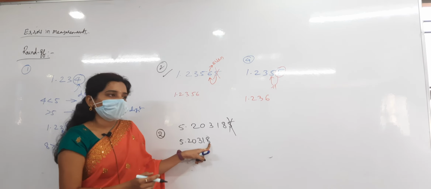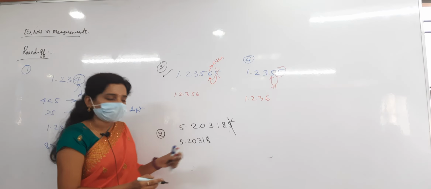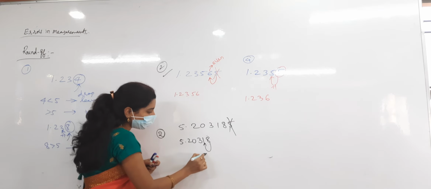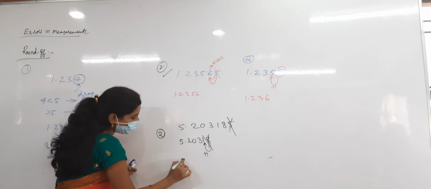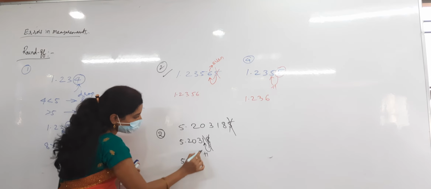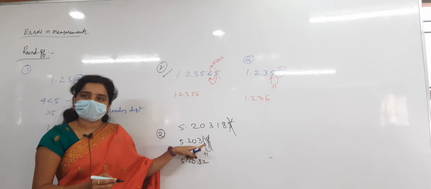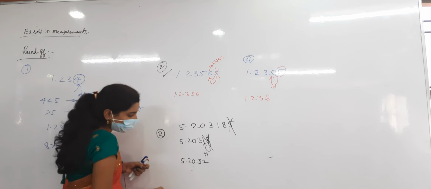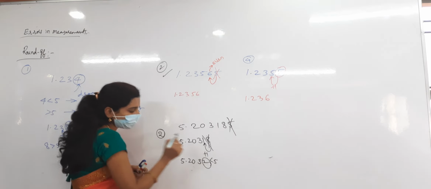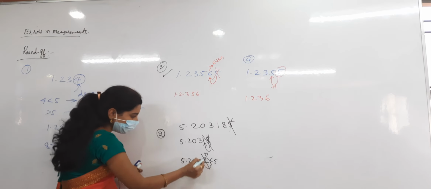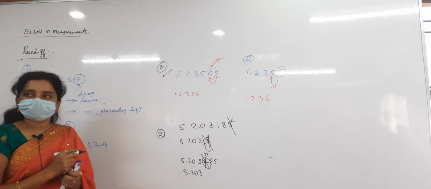In that, 8 should be dropped here. 8 is greater than 5, so I have to add 1 to the number before. Now we can drop this one. So what is our next number? 2032. Why? Because I have added 1 here. Then again you have to observe the number to be dropped. This one is 2, which is less than 5, so we can drop it and leave the number as it is, 5.203.